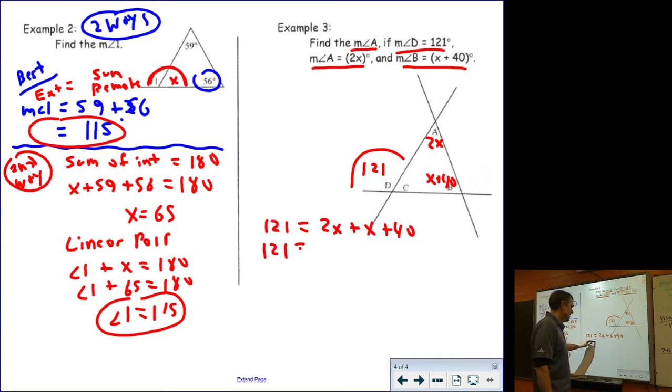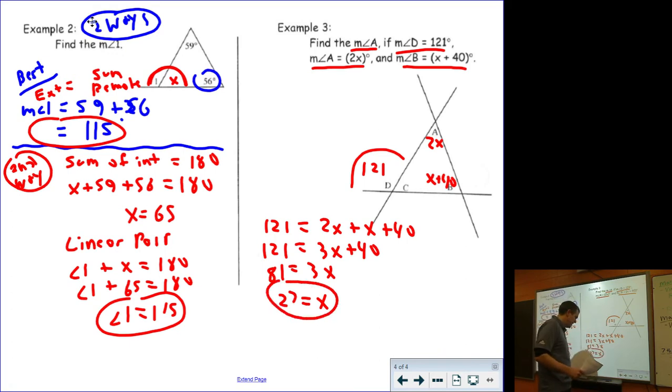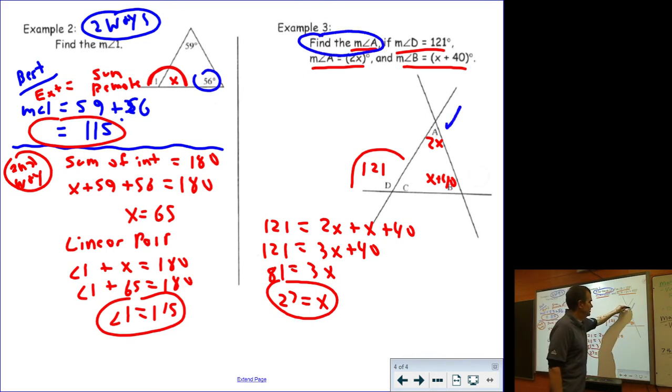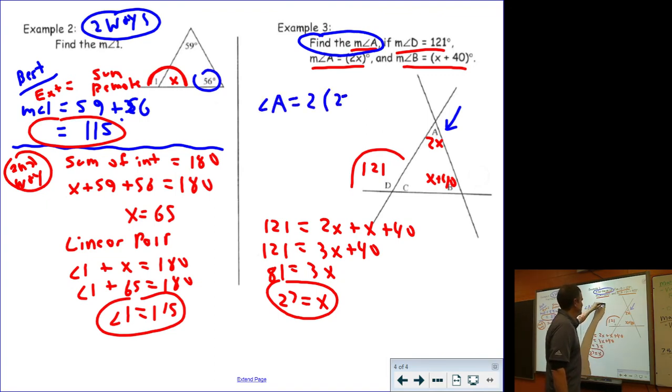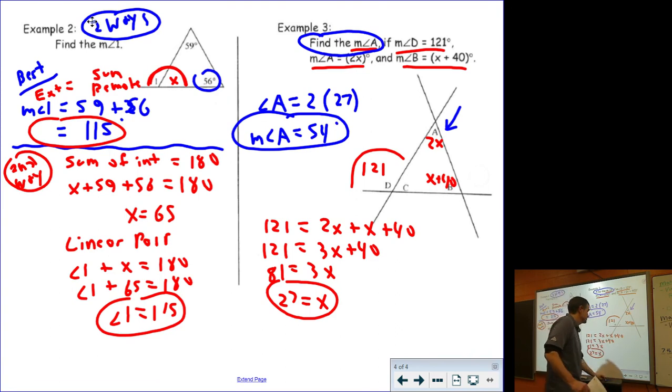And I could solve that by combining my like terms, by subtracting 40 from both sides, and then dividing by 3. And I get that x equals 27, but x is not what I'm looking for. Angle A is what I'm looking for. So I'm going to take 27 and plug it in there. Angle A would be 2 times 27, or the measure of angle A would be 54 degrees. All right, that takes care of that. Good luck on the homework.